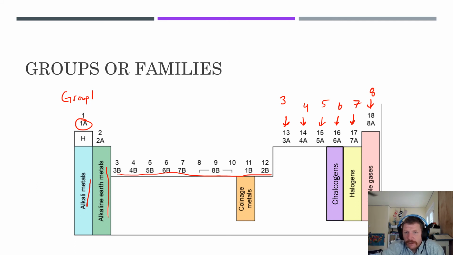Group 6 or group 6A, these are your chalcogens. Group 7A are your halogens, and then this is kind of concealed by my head, but these are your noble gases. Group 8 are your noble gases. So these are elements that are similar enough to one another that they merit a unique name, not just group 8.